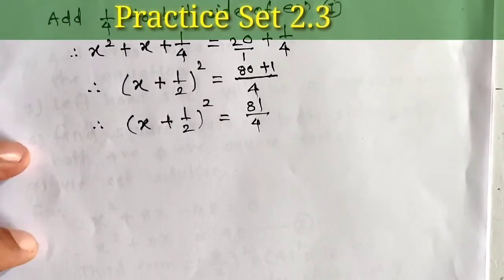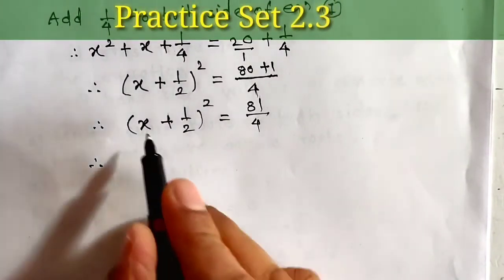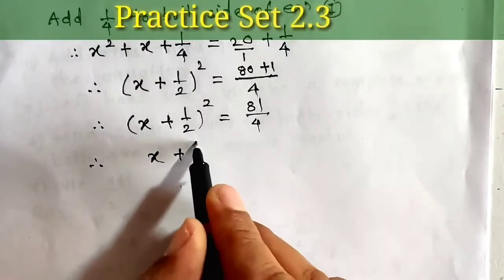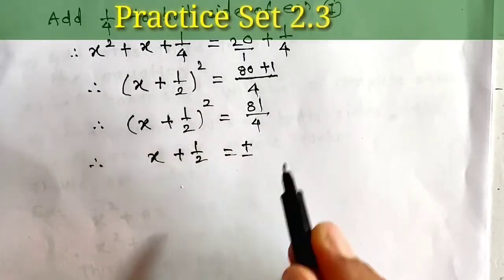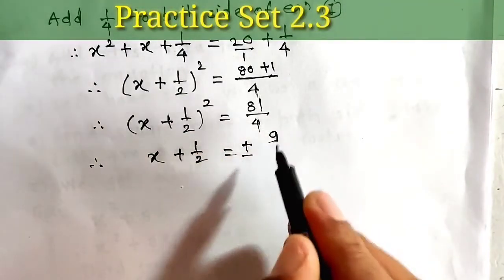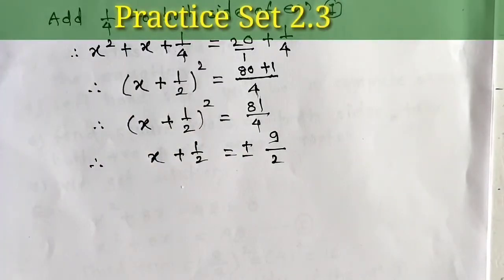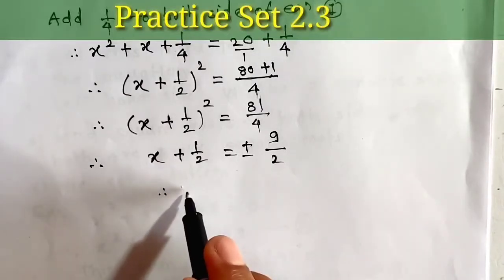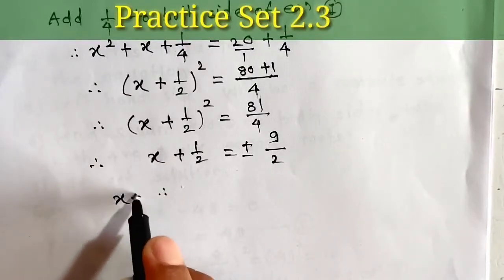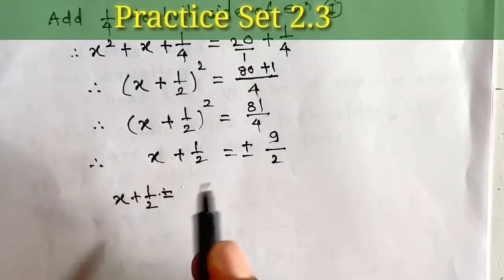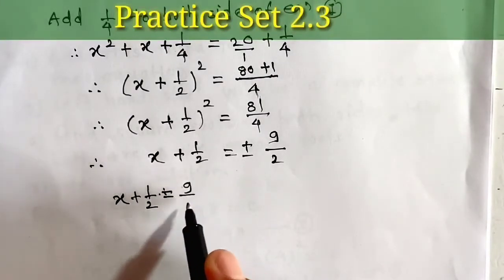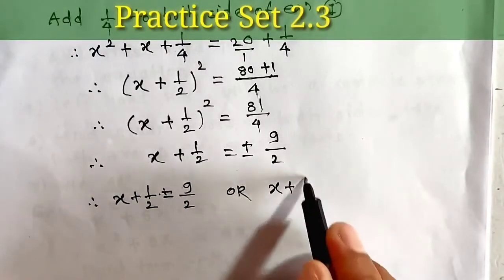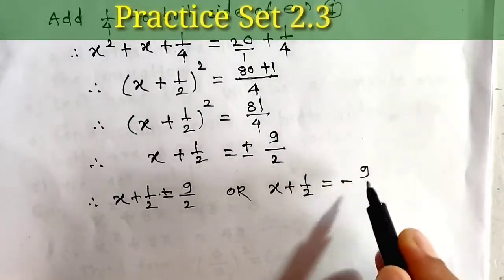Now taking the square roots of both sides. Next step is taking the square root. It is a square of this one, so the square root is x plus half. And here plus minus. The square root of the numerator is 9 and the square root of the denominator is 2, so 9 by 2. Therefore we can write x plus 1 upon 2 is equal to plus 9 by 2, or second step, x plus 1 upon 2 is equal to minus 9 by 2.